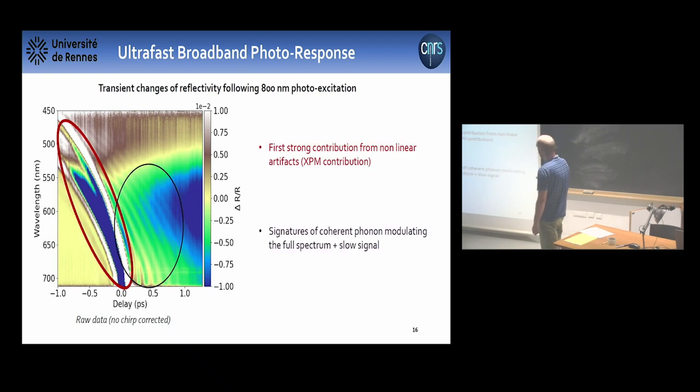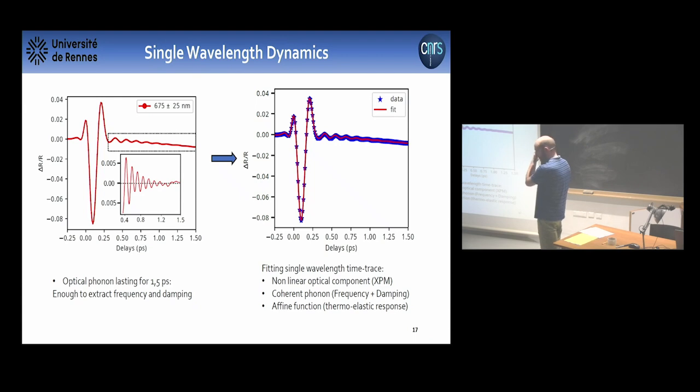Those are, on the one hand, the very first signal, an optical nonlinear contribution from the sapphire window, which is not playing any role in what we're interested in. And the second one is this optical phonon, modulating the full spectrum. Then you can sort out and look at a single wavelength kind of dynamics. So this is what you obtain. On that one, this is around 670 nanometers. You have this strong nonlinear signal, and then the optical reflectivity wiggling for a picosecond.